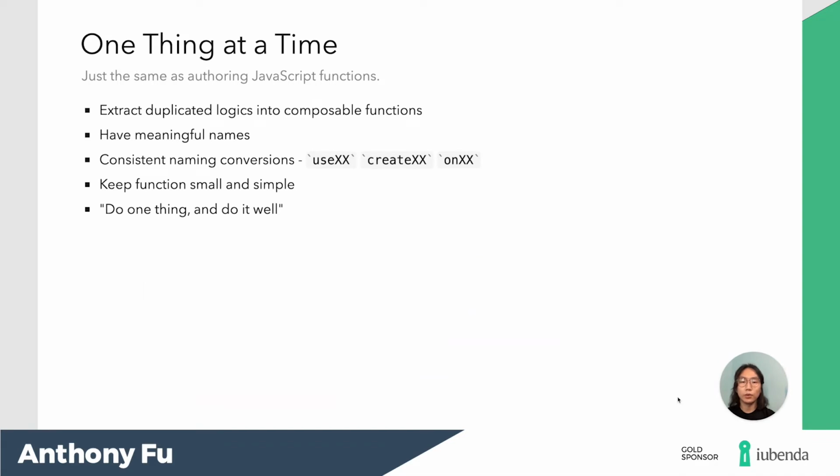Another aspect is to do one thing at a time. As this is basically the same as when you write any code, no need for me to spend too much time on this, but they are basically listed here. Note it's also important to have consistent naming conventions, like prefix with use or create, and so on, to make the composable function distinguishable from other functions.